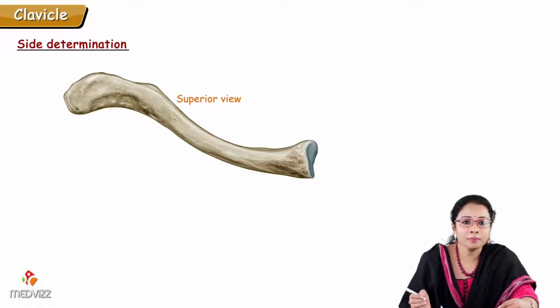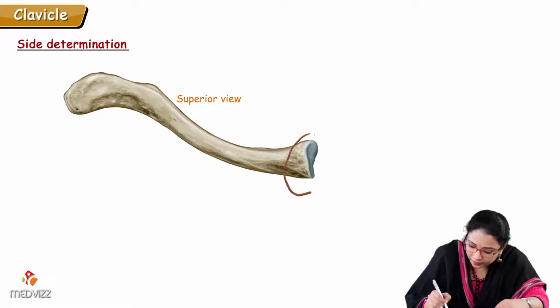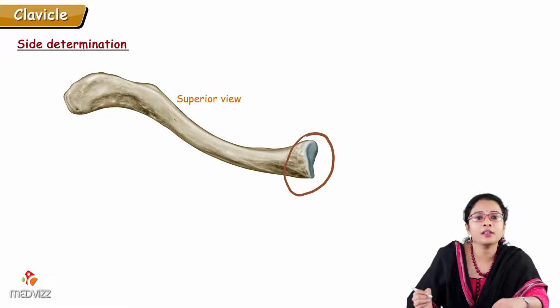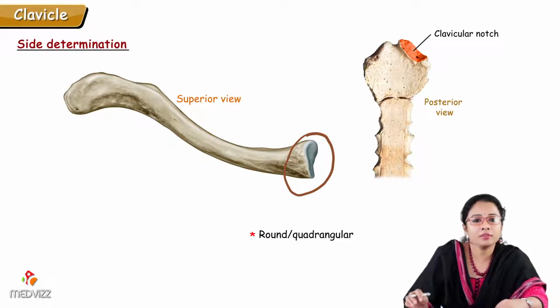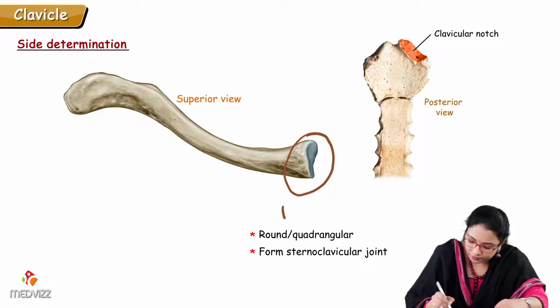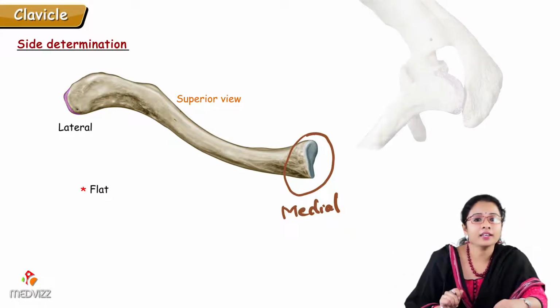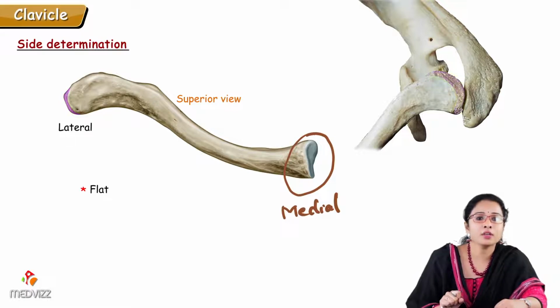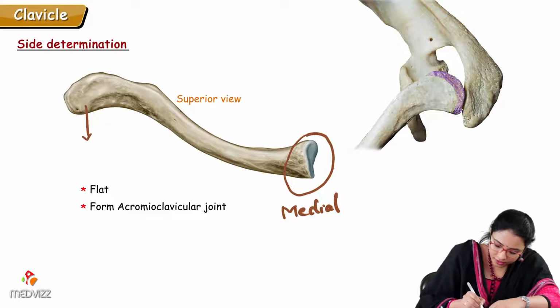So see for the medial end of the clavicle. The medial end here is round or quadrangular in shape. It articulates medially with the sternum to form sternoclavicular joint. So this is the medial end of clavicle. The lateral end is flat and it articulates with the acromion process to form acromioclavicular joint. So here is the lateral end.